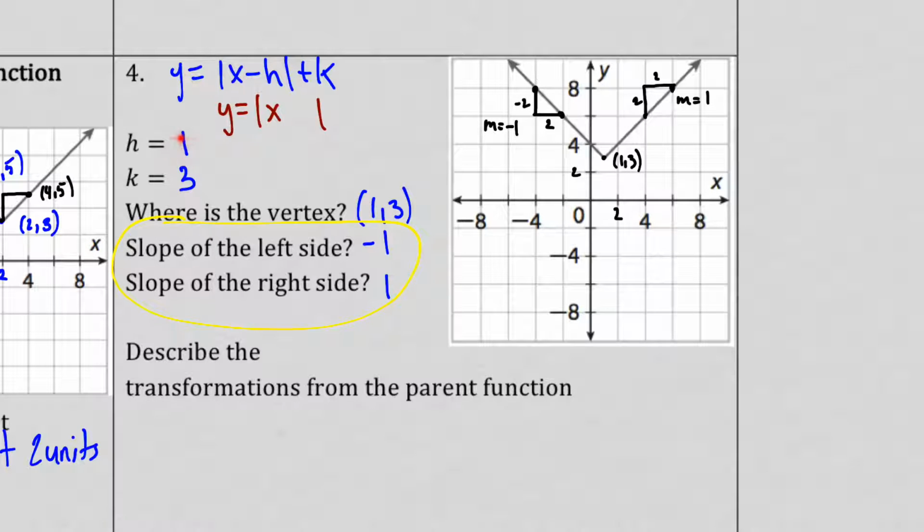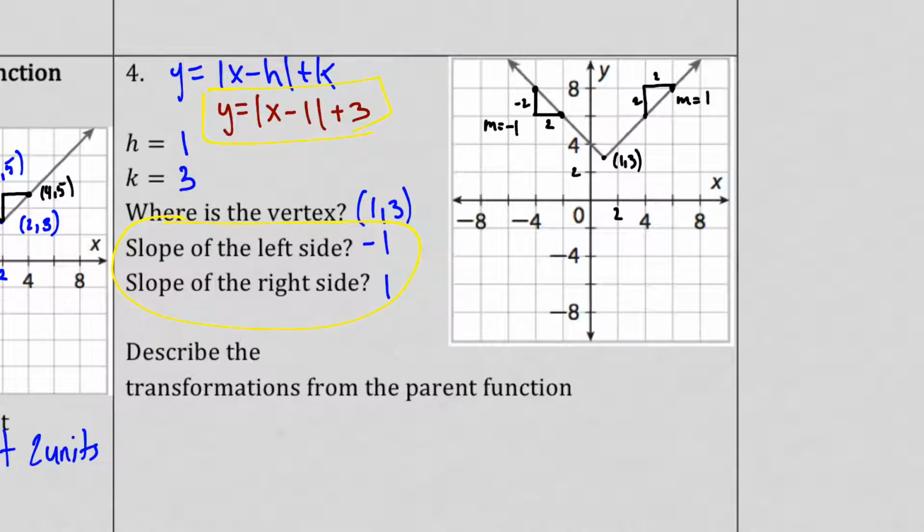Don't forget, whatever you see here, it's the exact opposite in there. Whatever you see in here, it's the exact opposite outside. So what am I going to put in there? Minus 1. Right? Since this h is positive 1, in there it must be negative 1. That does not happen for k. K is already outside, so whatever you see here is the same thing there. That's positive, so it's plus 3. And that is the equation.